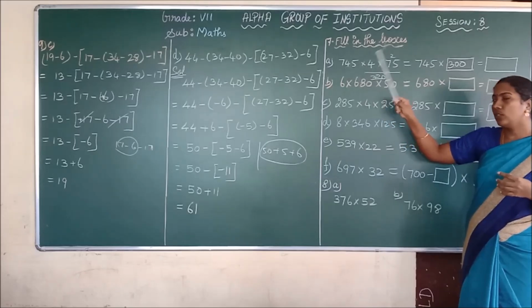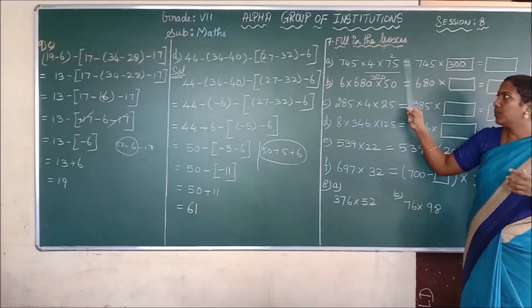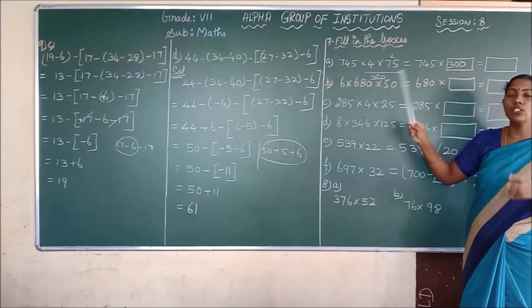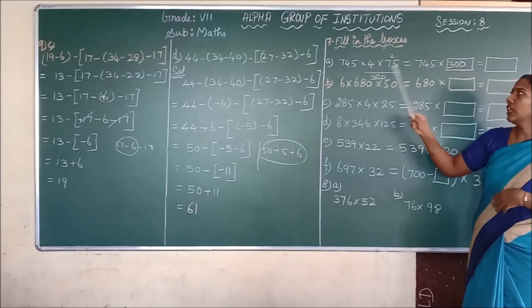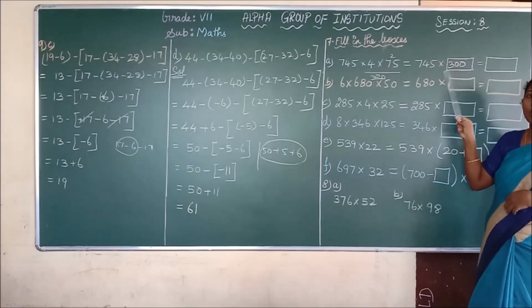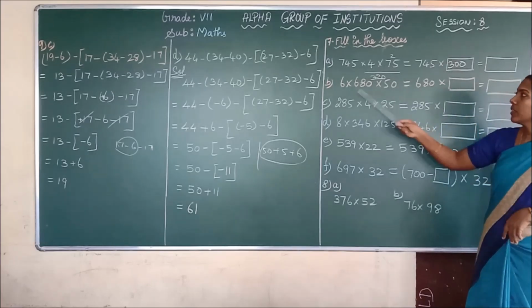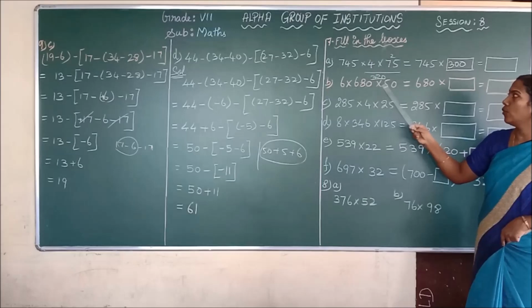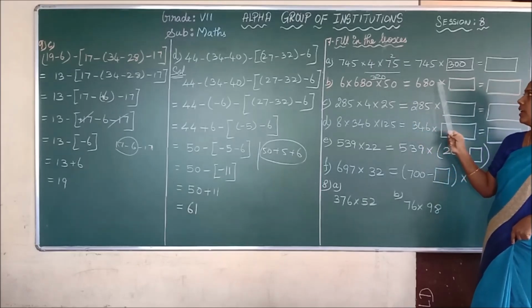So if your question is given to you, you just observe the numbers and choose the integers which are to be multiplied first. Here we choose 4 and 75. That's why we get the answer ending with 0, that is 300. Look here, 6 into 680 into 50 is equal to 680 into.